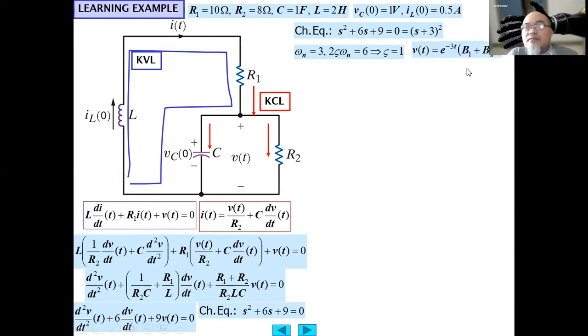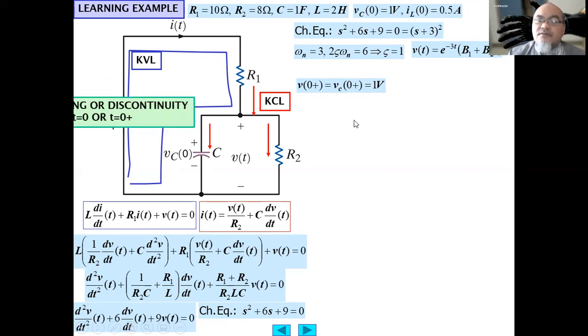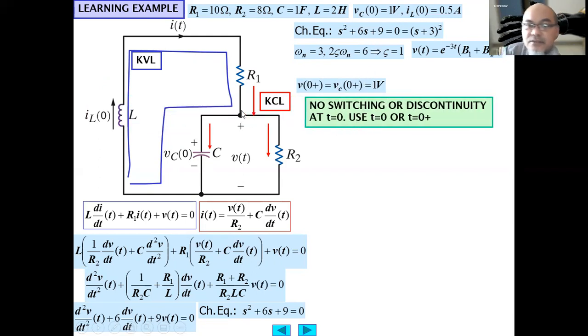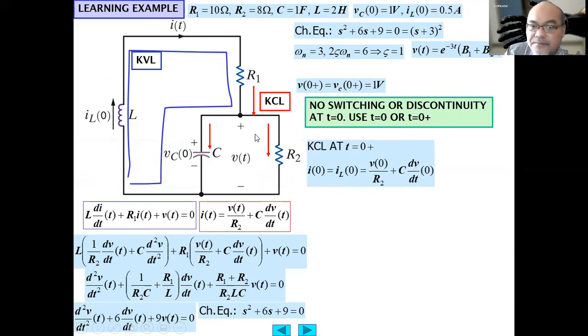The solution will be the third case: VT equals exponent of minus 3t, since s is minus 3, multiplied by (b1 plus b2t). Then the initial condition is given, v at 0 equals vc at 0 equals 1 volt. Since there is no switching, no discontinuity at t equals 0, we use t equals 0 or t equals 0 plus.